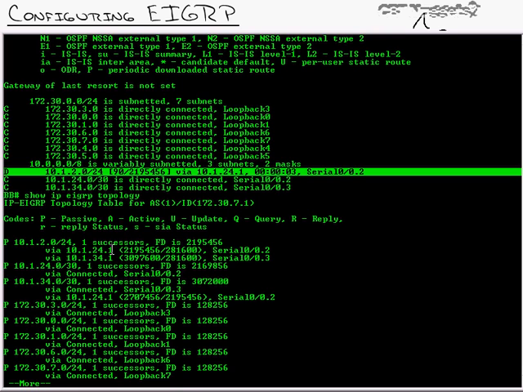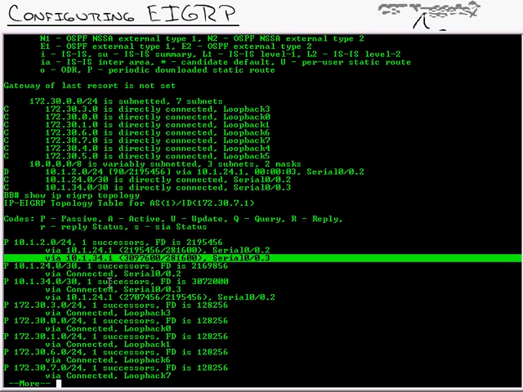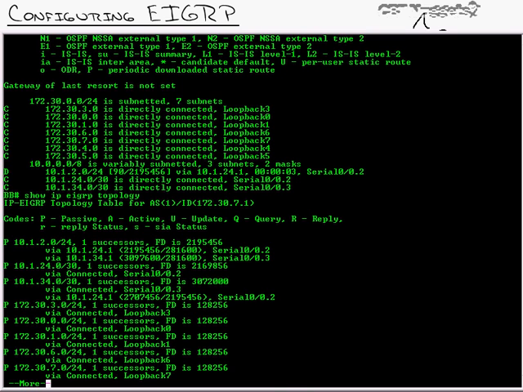It keeps backup routes. So even though it shows now one successor, one primary route going that direction, it still remembers the backup route. And in case of a failure of the primary, it can immediately switch over to that backup. Groovy. So we've got the base EIGRP configured.